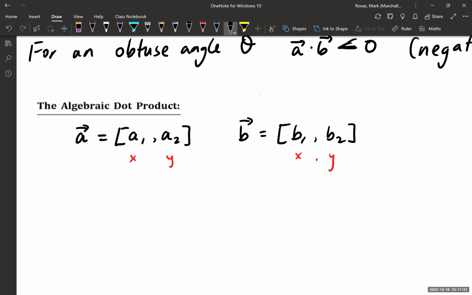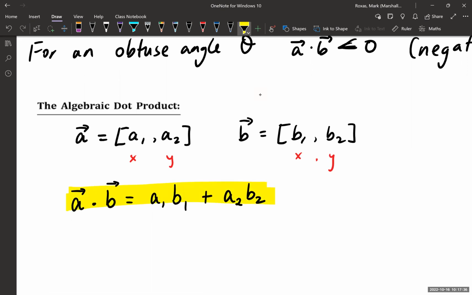So if I'm going to calculate the dot product algebraically, A dot B will equal, and this is the formula, we're going to look at A1, the x component of the first vector, and the x component of the second vector. So multiply those two together, A1 B1. And then to add to that, we're going to multiply the y components, A2 and B2. Okay, and this formula represents the dot product if we are working with algebraic vectors.